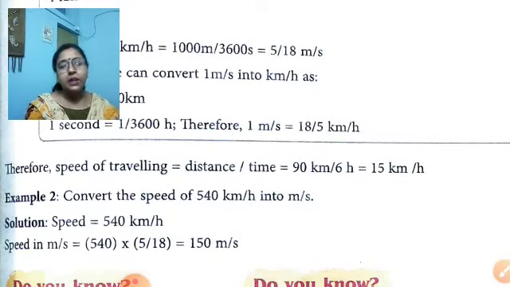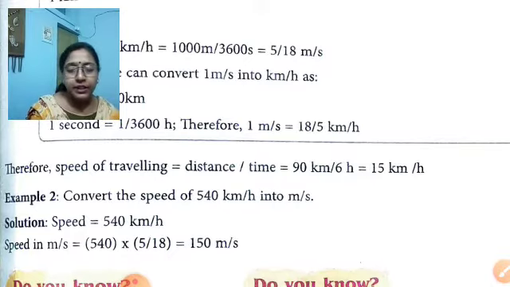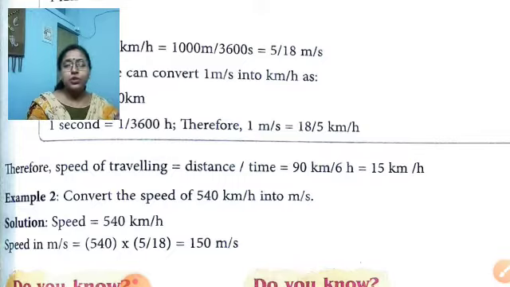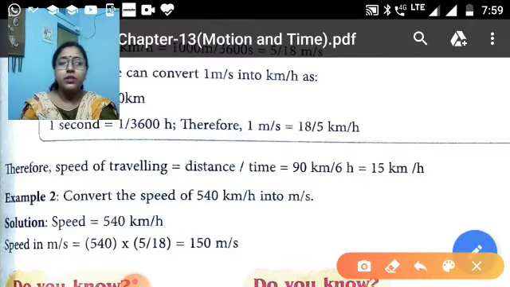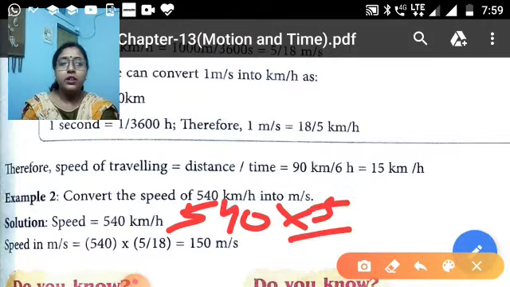Now convert the speed of 540 kilometer per hour into meter per second. So speed is 540 kilometer per hour. So here we have to convert. So 540 into 5 by 18. Remember, when we have to convert from larger to smaller, then we will write 5 by 18. And if we have to convert smaller to larger, then we will write 18 by 5. So here 540 into 5 by 18 will be how much? 150 meter per second.